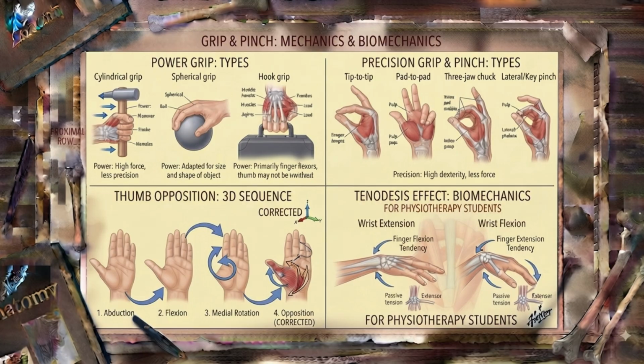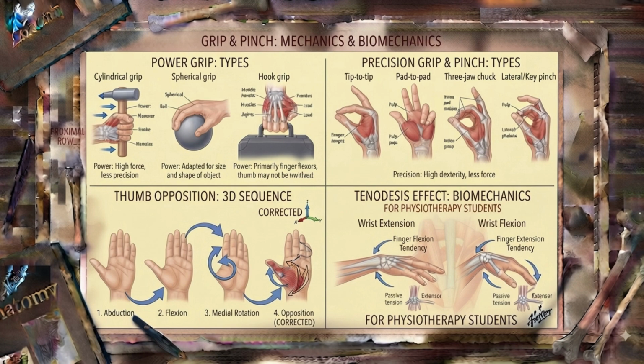Thumb opposition is not simply one isolated movement. It involves a combination of abduction, flexion, and medial rotation of the thumb at the first carpometacarpal region. The opponens pollicis is particularly important. The trapezium and the saddle-shaped first carpometacarpal joint allow the thumb to move through a large functional range. The mobility is fundamental for precision grip.